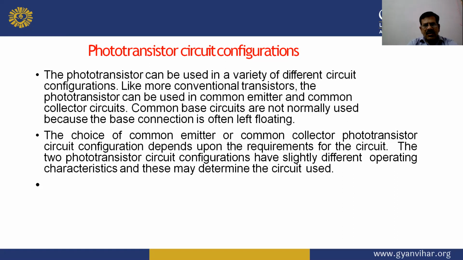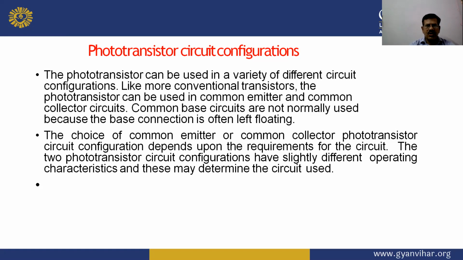The phototransistor circuit configuration. The phototransistor can be used in a variety of different circuit configurations. Like more conventional transistors, the phototransistor can be used in common emitter and common collector circuits. These are the two modes of circuits, common emitter and common collector. Common emitter means the emitter is common between the input and output terminals, and common collector means the collector is common between input and output terminals. So the common base circuit is not normally used because the base connection is often left floating.